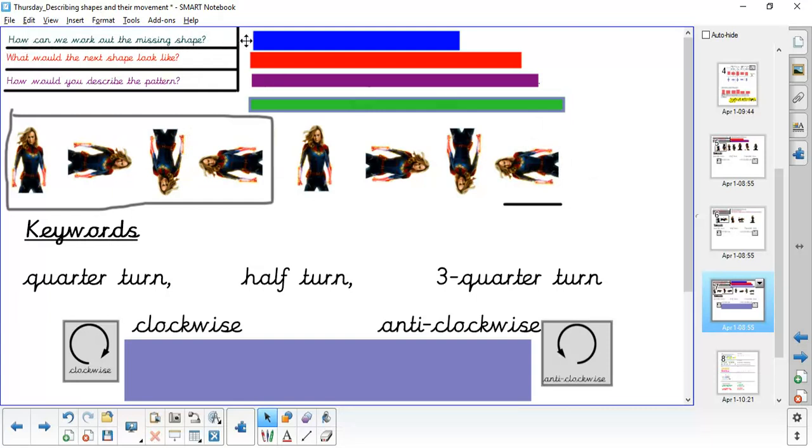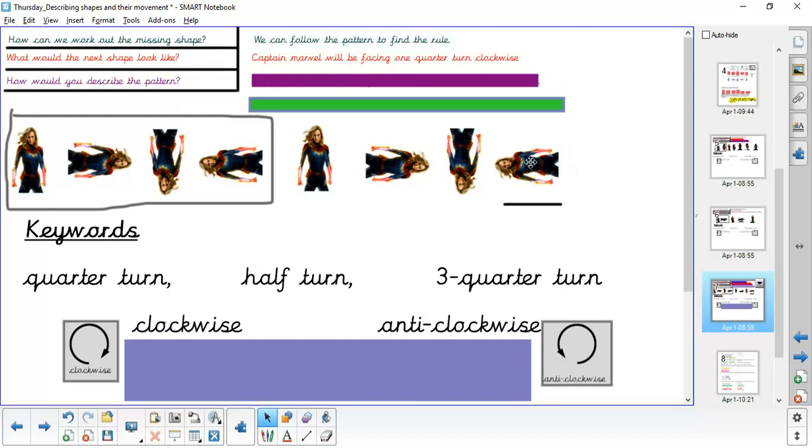So how can we work out the missing shape? We follow the pattern. What would the next shape be? It would be Captain Marvel to the left. Captain Marvel would be facing 1/4 turn clockwise. And how would you describe the pattern? Pause the video, using the keywords, have a quick go at writing it down. And you might write something like this: Captain Marvel is turning a quarter turn clockwise each time.